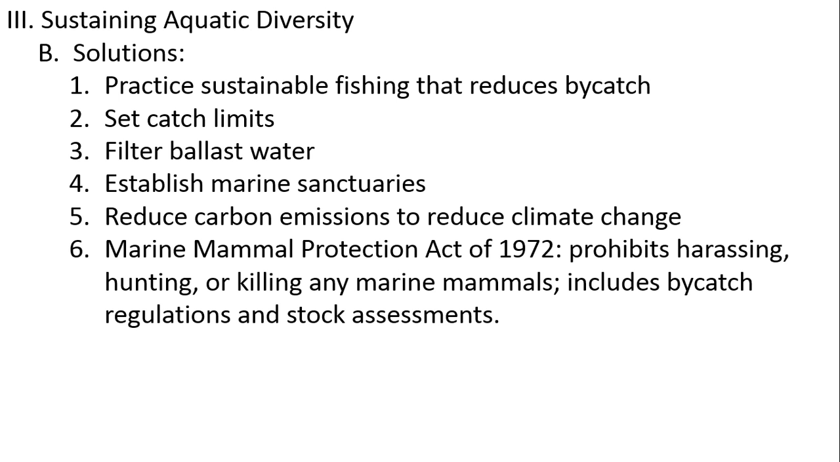Another solution that has been proven effective is the Marine Mammal Protection Act of 1972. This prohibits the harassing, hunting, or killing of any marine mammals within U.S. waters. And this includes any bycatch. So if you ever pick up a can of tuna, you often will see that there is a dolphin safe label on it. That was brought to us by the Marine Mammal Protection Act because it encouraged fisheries to avoid fishing for certain species of tuna that have a symbiotic relationship with dolphin. So it reduces the bycatch of dolphin in tuna nets.